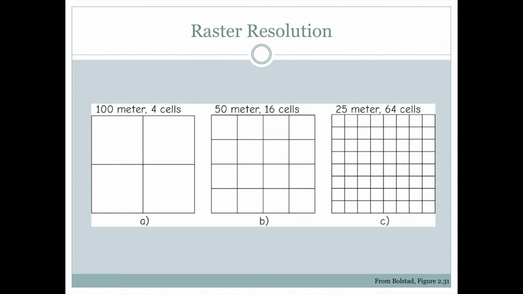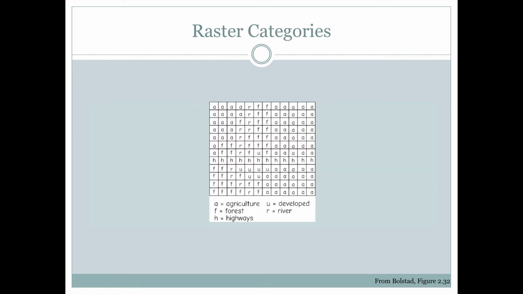So that's an important thing to remember. As we cut the size of our grid cells in half, because they're square, we're going to get 4 times higher resolution, and also 4 times larger files in which they must be stored.